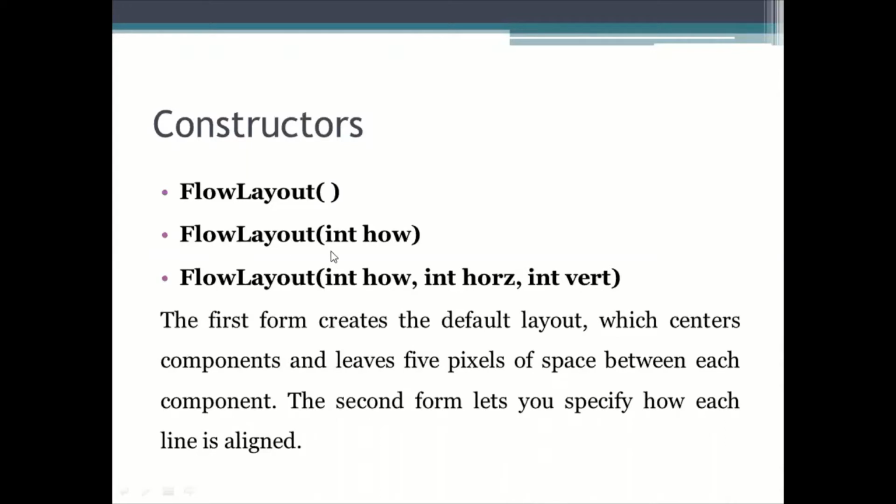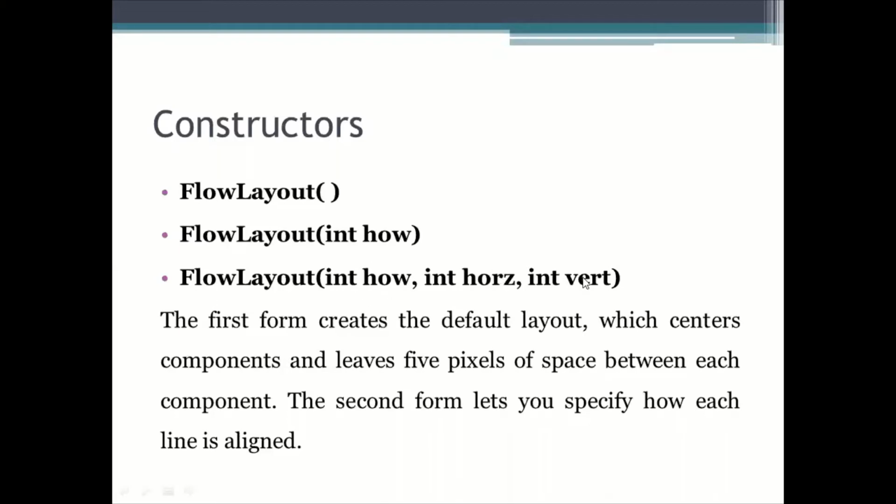Then in the second constructor, int how is for alignment. Suppose you want to align all components to the right, or to the left, or in the center, we can do that also by specifying a constant here. How to specify those constants? Right here: FlowLayout.RIGHT, FlowLayout.LEFT and FlowLayout.CENTER. Then FlowLayout(int how, int horizontal, int vertical). For int how, again we need to specify the constant here. Suppose you want all the components on the right side, then write FlowLayout.RIGHT.